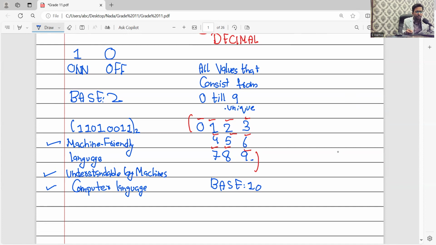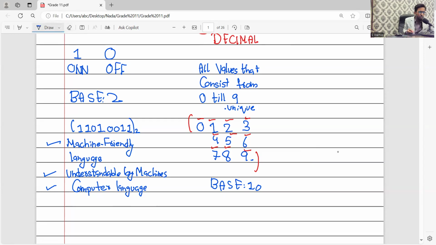That means that if I am going to take another number such as 10, 11, 12, they are going to be created out of a combination of these numbers. For example, if I make 10, I take 1 from here, I take 0 from here. If I take 11, I take 1 and 1 from here. If I take any number like 40, I take 4 from here, I take 0 from here. So I only take 0 till 9 because they are unique.